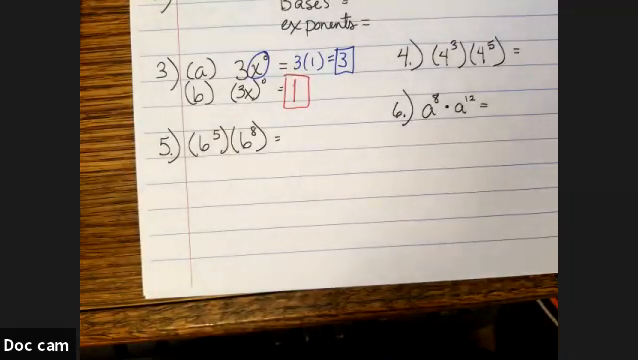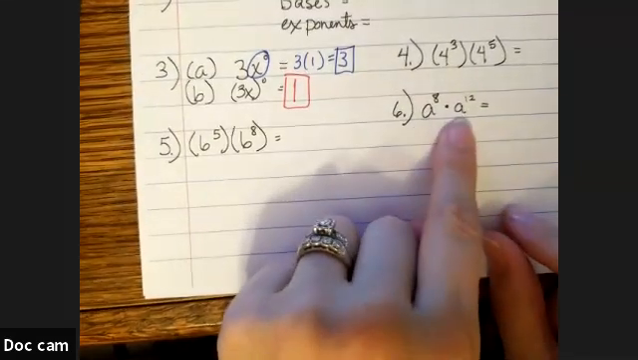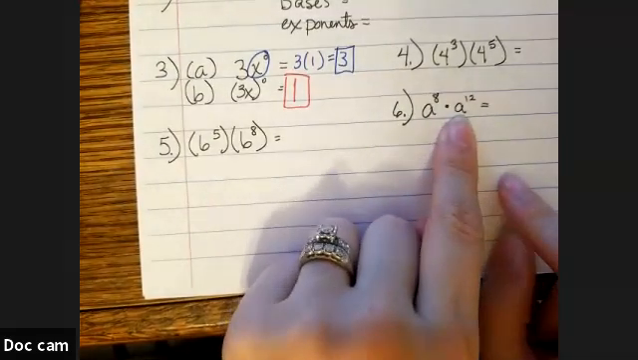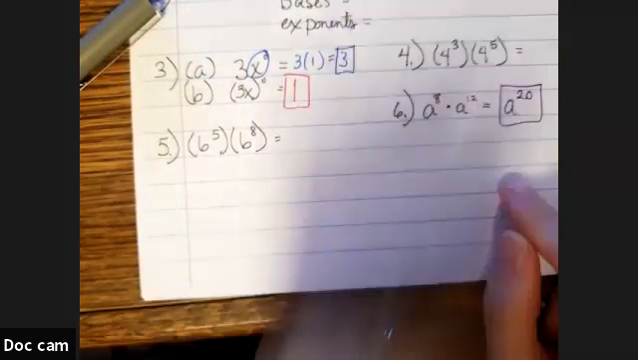Okay, and number 6, a to the power of 8 times a to the power of 12. So we just add the exponents. 8 plus 12 is 20. So that would be a to the power of 20.